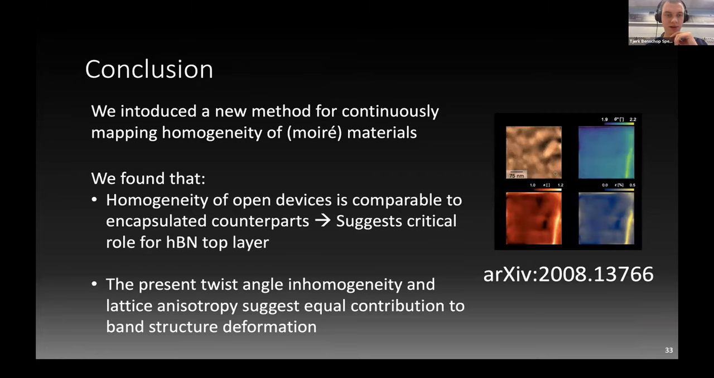Then I'd like to wrap up. What I showed in this work is that we have introduced a new method for continuously mapping homogeneity of moiré materials. Using this twisted bilayer graphene, we've found that the homogeneity of open devices is very comparable to the homogeneity of encapsulated devices. This suggests a very critical role for this top hBN layer, at least maybe for establishing superconductivity. Finally, the degree of lattice inhomogeneity and the degree of local twist angle inhomogeneity should give an equal contribution to band structure effects. At least that's what the numbers tell us now.